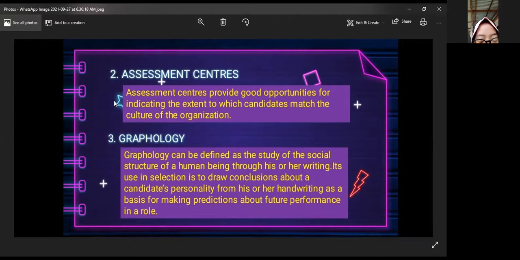And the next point is graphology. Graphology can be defined as the study of the character of a human being through his or her writing. In selection, it is used to draw conclusions about a candidate's personality from his or her handwriting, as a basis for making predictions about future performance in a role. Next slide, please.